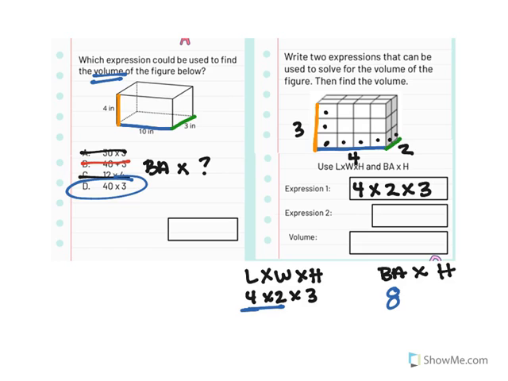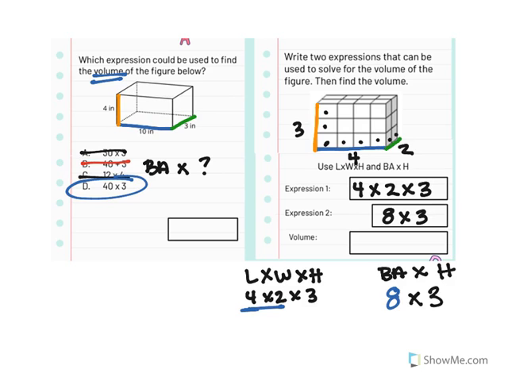We multiply 8 by that third dimension, our height. We have 8 times 3. So the second expression we're going to write is base area times height, 8 times 3. Notice that we multiplied these two dimensions together to get 8 and multiplied it by that leftover dimension, 3.